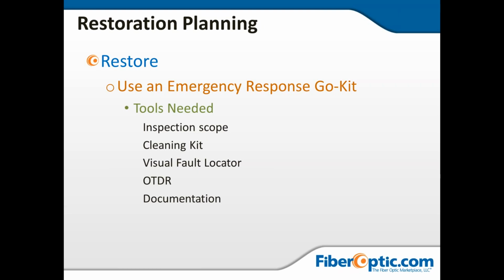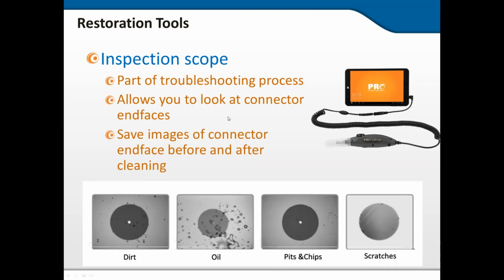Visual inspection or visual fault locator. Actually, I'm going to advance, because I know there's another slide on the inspection scope. So here are a couple of images that highlight where we can run into some problems. The inspection scope is definitely part of our troubleshooting process. It allows us to look at the end of the connector, and it also allows us to save the connector end face image before and after.